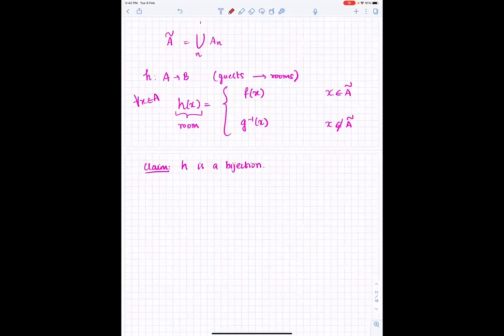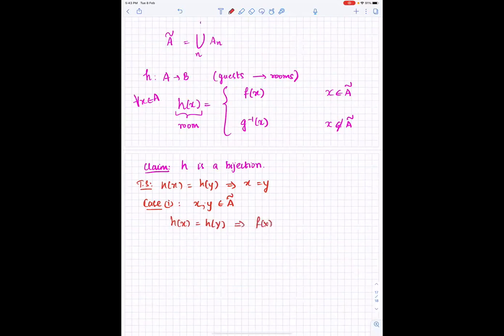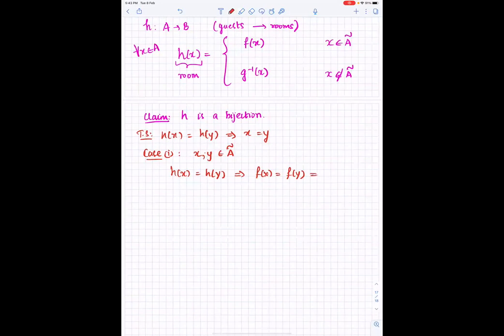Actually, I think you can prove this yourself, but I will just give the high level. First thing you need to show is that it is injective. That is, if h of x is equal to h of y, then we want to show that x is equal to y. So you could try 3 cases. The first is where x, y are both displaced. If this is the case, then you look at h of x, h of y, then you know that this is equal, means that f of x is equal to f of y, but then f was injective. So x has to be equal to y.